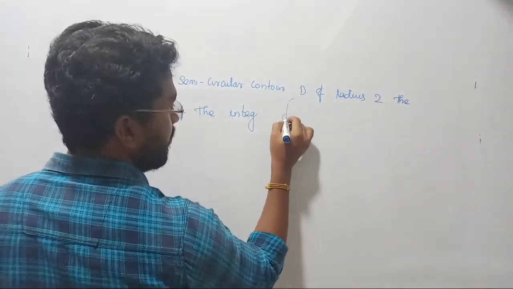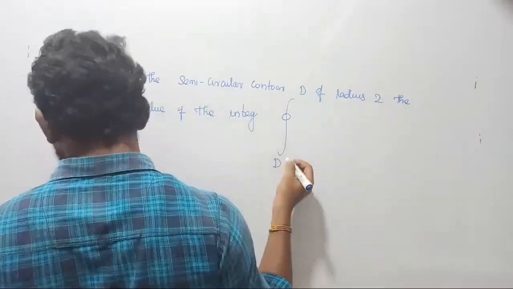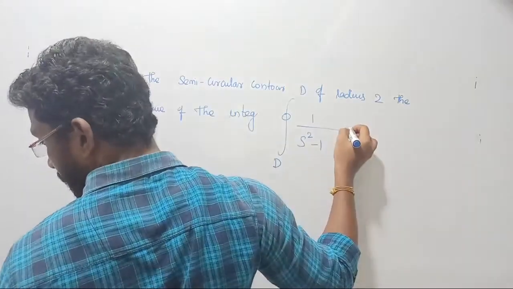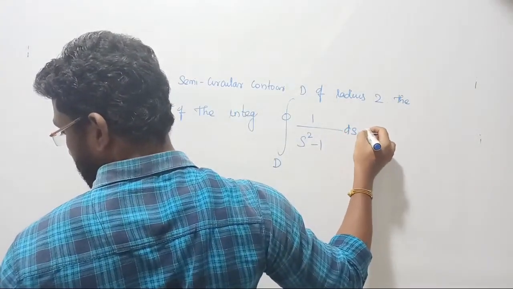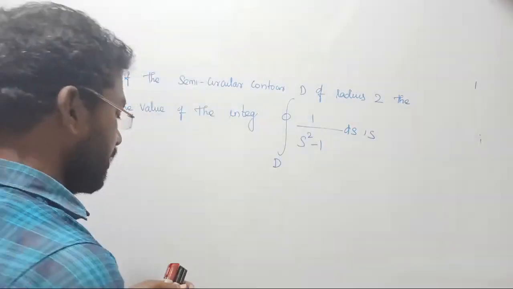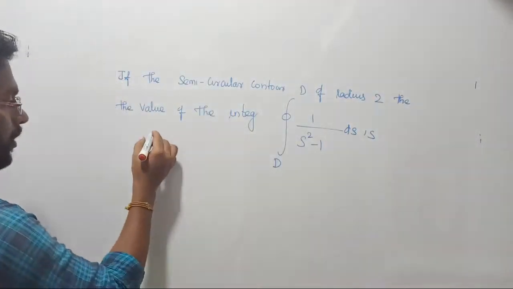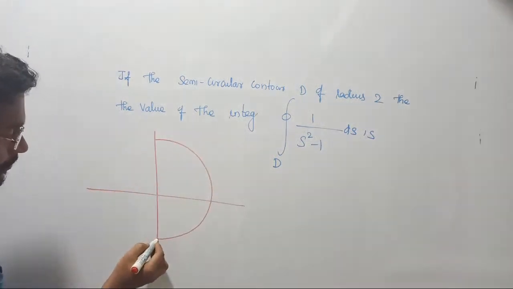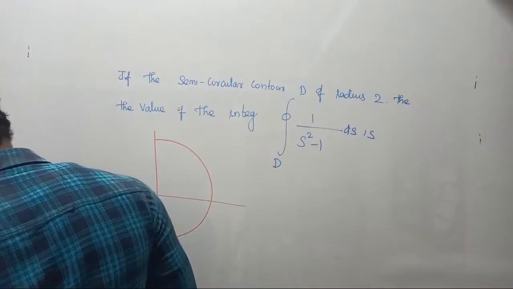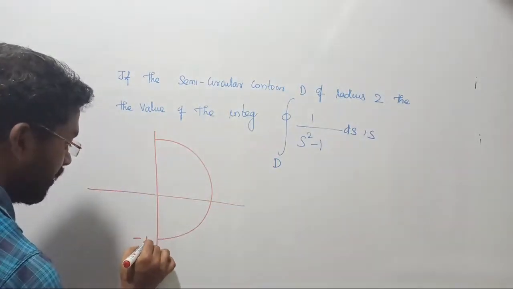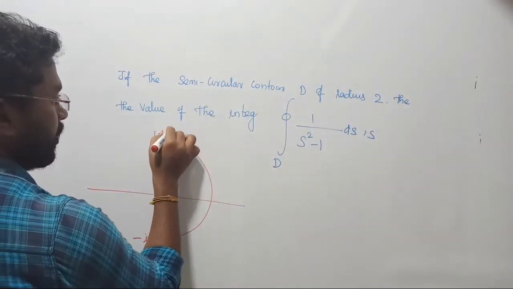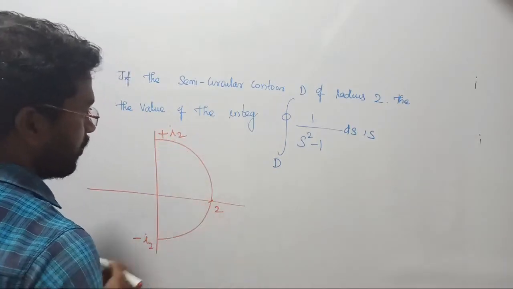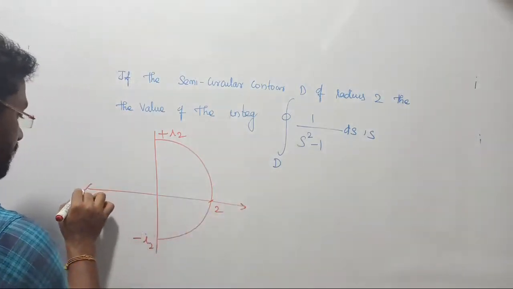The given integral over D of 1 upon s squared minus 1 with respect to s is dash. They have given a semicircle, it will be like this. They are going from this point, calling it minus 2i, and this one plus 2i, and at this point they are putting 2. That is the given semicircular contour.